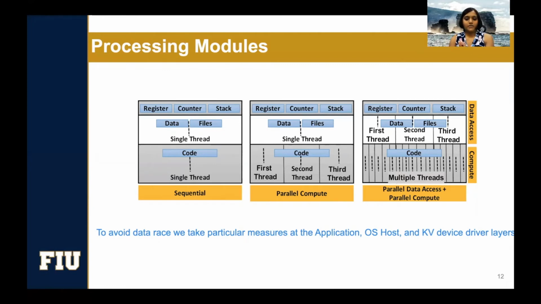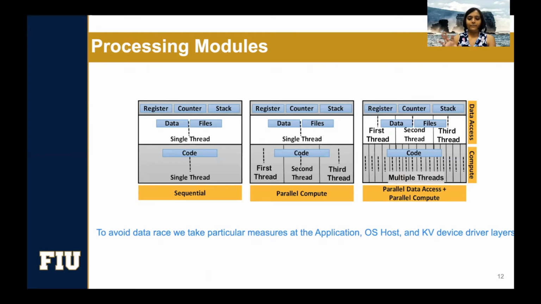In each of our processing modules, especially the right-hand side one, the most exhaustive parallelism one that has parallel compute threads as well as parallel data threads launched from each compute thread, we particularly ensure that we avoid data race conditions and we take appropriate measures at the application level, the operating system level, as well as the key value device driver layer.